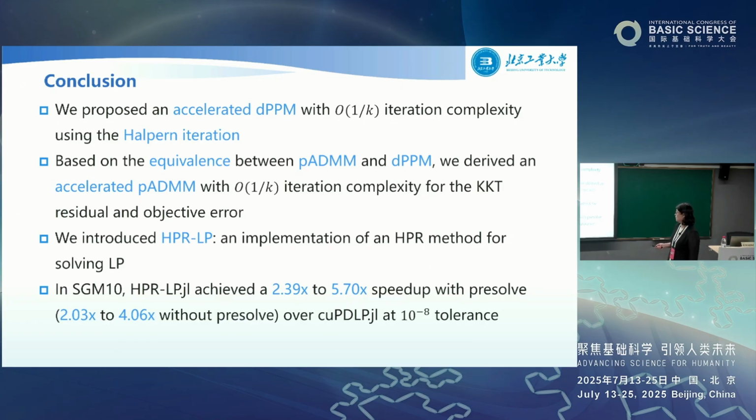And on the benchmarks, HPR-LP achieves from 2 times to more than 5 times speed up with presolve. This is the without presolve case. Over PDLP, the tolerance is 10 power minus 8. So we can see we introduce a first order method with high accuracy that solves large scale LP problems in very few seconds.